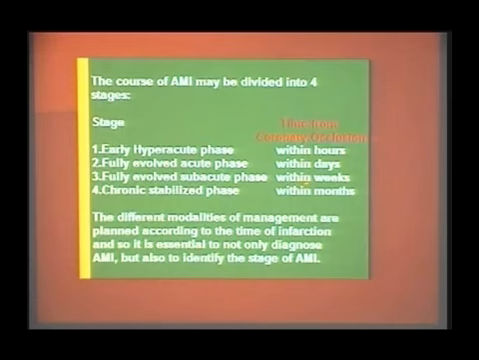So there are 4 phases of ST elevation MI. The early hyperacute phase occurs within minutes and hours of total coronary occlusion. Then the fully evolved acute phase occurs after 2 to 3 days of coronary occlusion. The subacute phase occurs after 1 or 2 weeks, and the chronic stabilized phase occurs after a few months and years and continues to be there for years to come. So these are the 4 stages. Each one of these 4 stages has different ECG manifestation and a different approach in the management.